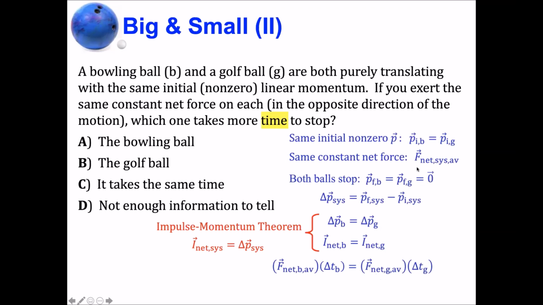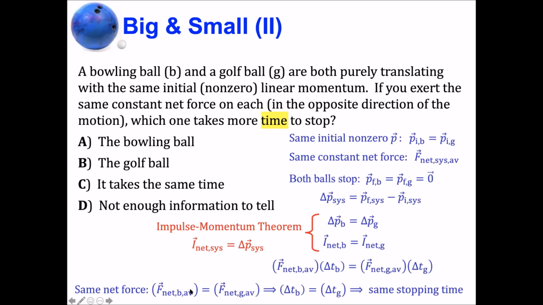Since we're told that both balls experience the same net average force, we know that those two forces are equal, and in order for this equation to be true, those two time intervals, delta t for the bowling ball and delta t for the golf ball, are going to have to be the same. And those time intervals are basically the stopping times, the time that those forces act on each ball. So that tells us that both balls are going to have the same stopping time, and it's going to take the exact same amount of time for both balls to come to a stop.